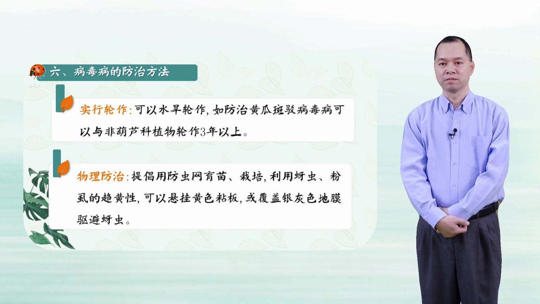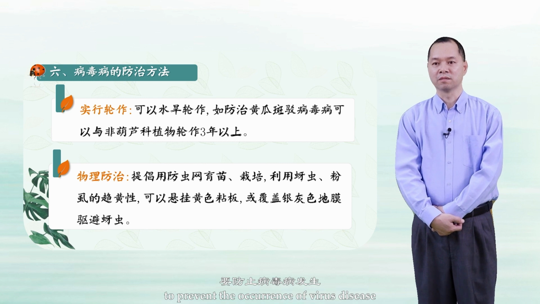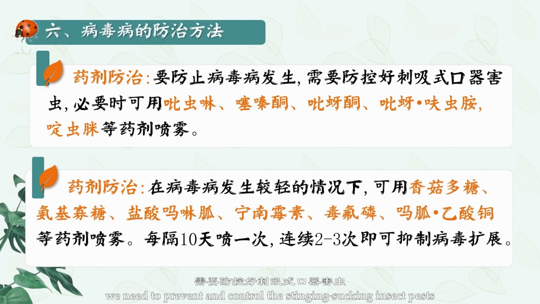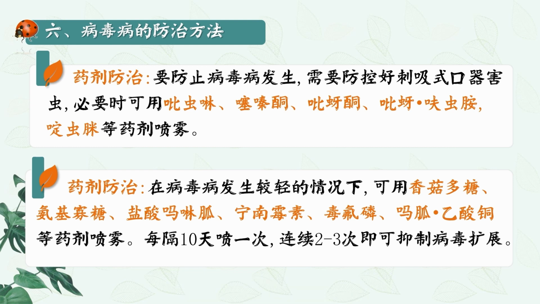6. Pharmacological control to prevent the occurrence of virus disease. We need to prevent and control the piercing-sucking insect pests. If necessary, we can use imidacloprid, thiamethoxam, imidacloprid, acetamiprid, etc. In the case of mild viral diseases, mushroom polysaccharide, amino oligosaccharide, morpholinoguanidine hydrochloride, ninhydrin, toxaphene, morpholine copper acetate, etc. can be sprayed. Spray once every 10 days, 2 to 3 times.